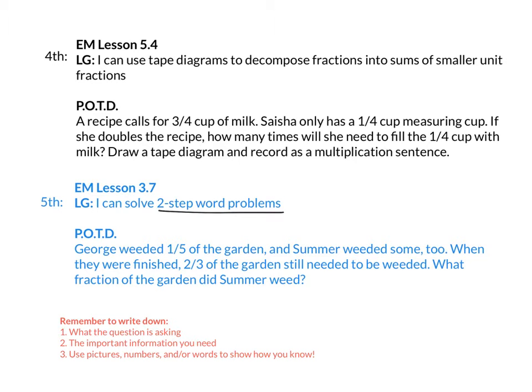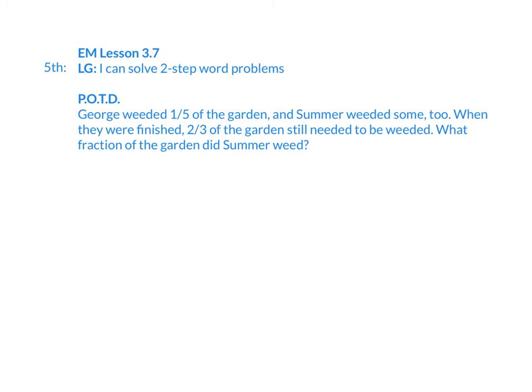An example of one of these two-step word problems is your problem of the day, so let's take a look at it. It says, George weeded 1/5 of the garden, and Summer weeded some too. When they were finished, 2/3 of the garden still needed to be weeded. What fraction of the garden did Summer weed? So the first thing we have to figure out is what this question is asking us to find. So step one, write down what the question is asking.